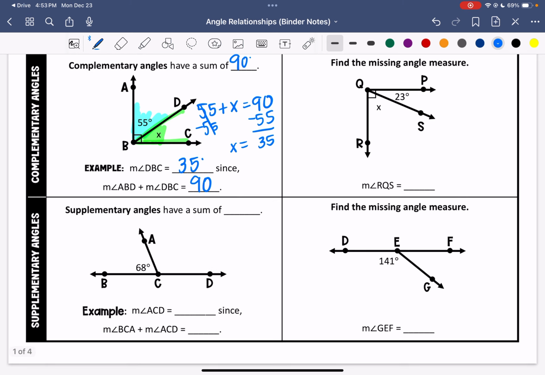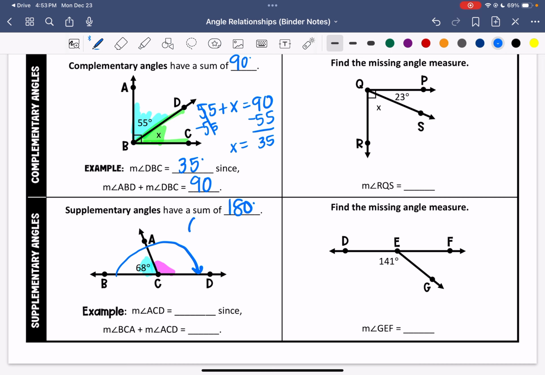All right, let's go down to supplementary angles. Now, supplementary angles have 180 degrees between both angles. So in other words, from here all the way to here is 180. So that means this space plus this space total to be 180 degrees. It's also known as a straight angle. So just kind of give you heads up on that.